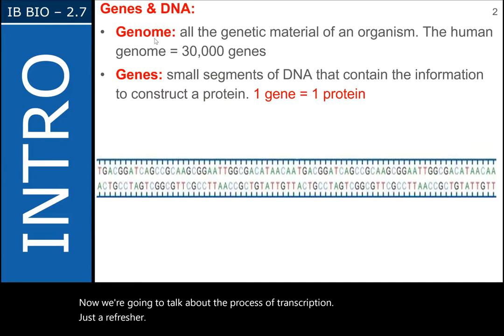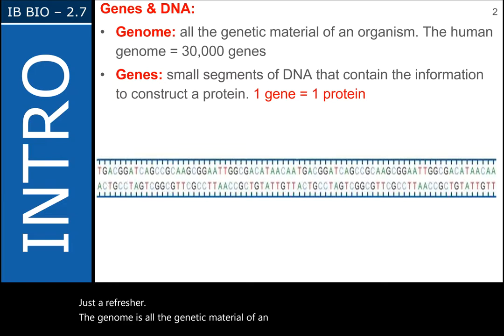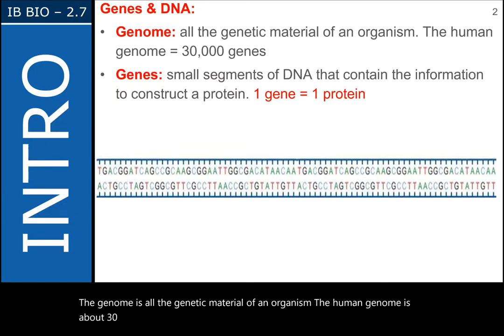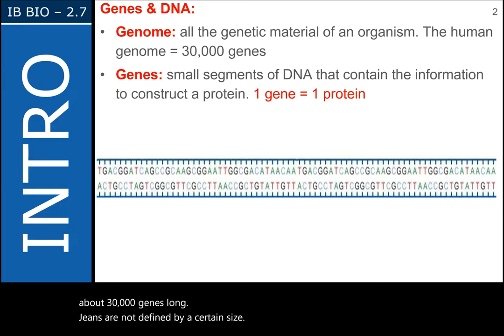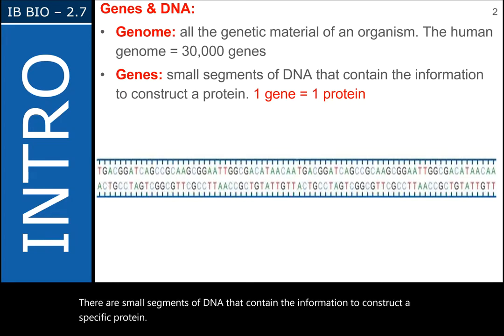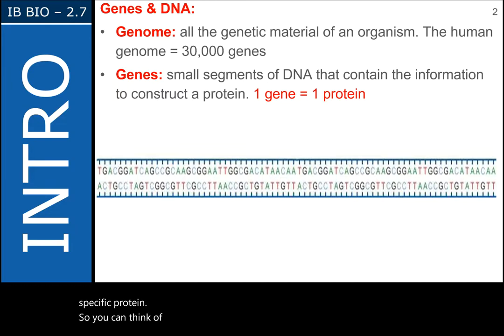The genome is all the genetic material of an organism. The human genome is about 30,000 genes long. Now, genes are not defined by a certain size. They're small segments of DNA that contain the information to construct a specific protein. So you can think of one gene, one protein.